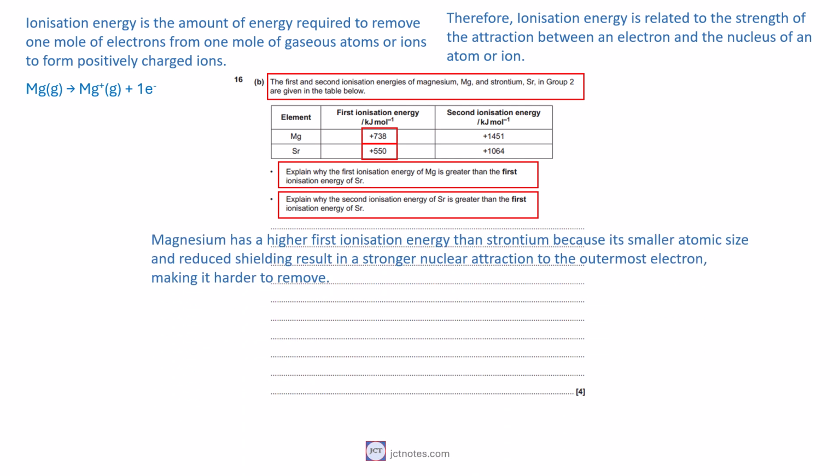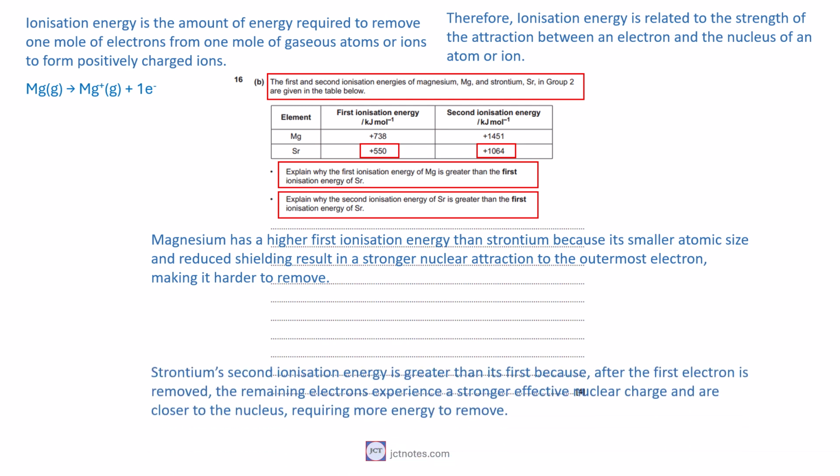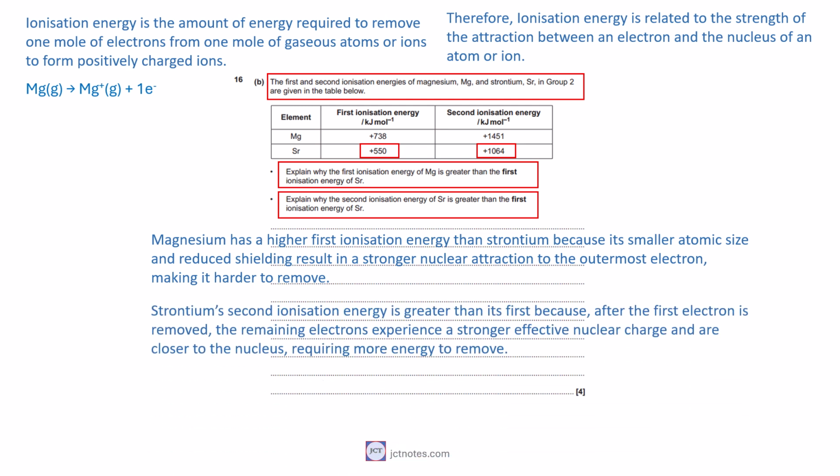The reason is that magnesium has a smaller atomic size and reduced shielding, resulting in a stronger nuclear attraction to the outermost electron, making it harder to remove. In the second question, why the second ionization energy of strontium is greater than the first ionization energy of strontium, the reason is that after the first electron is removed, the remaining electrons experience a stronger effective nuclear charge and are closer to the nucleus, requiring more energy to remove.